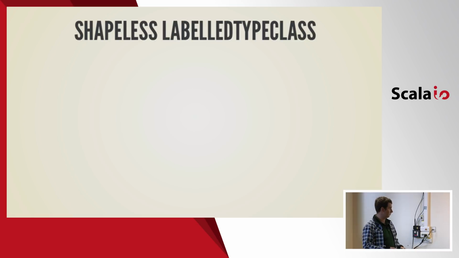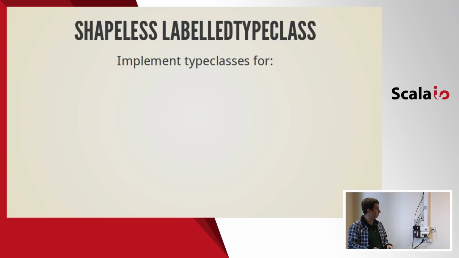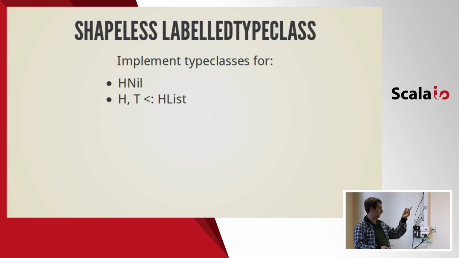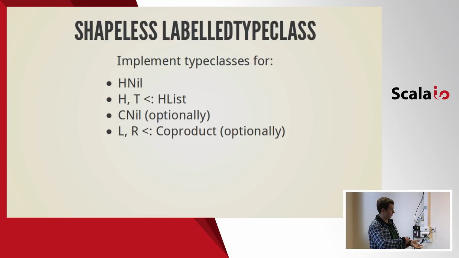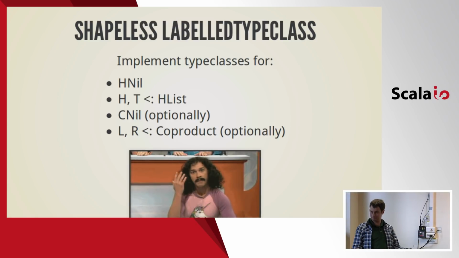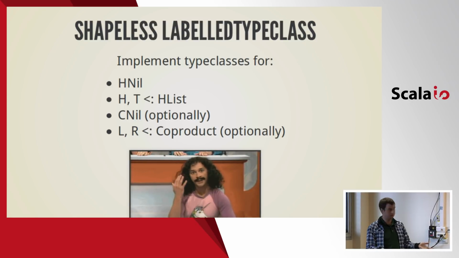You can go down the rabbit hole with Shapeless, but there are some helpers like LabelledTypeClass for that. It looks really trivial: you need to implement a type class for just the end of your HList, the type class for the head and tail of your HList, and optionally you can do this for the coproducts for sealed traits, and it will just work. It really looks much easier than doing all the things manually.